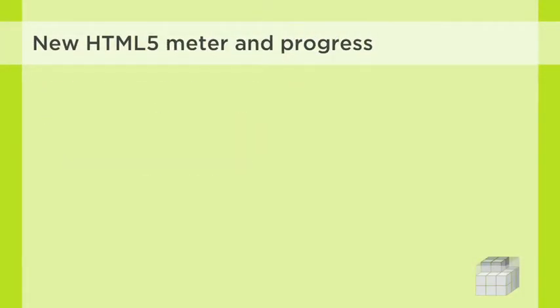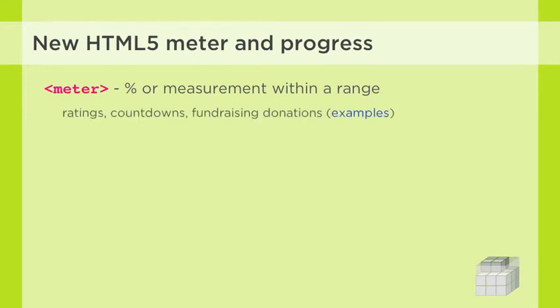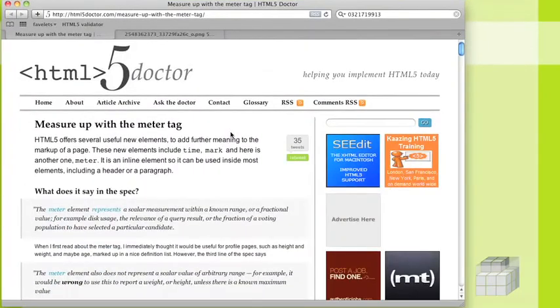Next, the meter and progress elements. Remember, I said we'd get back to meter. Meter is used to indicate the percentage or a measurement within a range. Ratings, countdowns, or fundraising donations are great examples of when you would use a meter element. Let me show you some visuals.